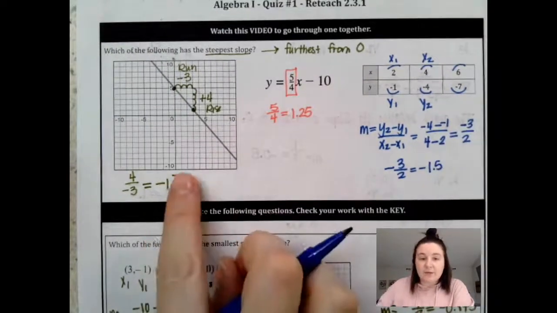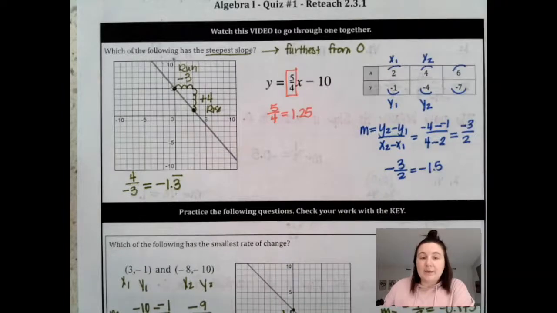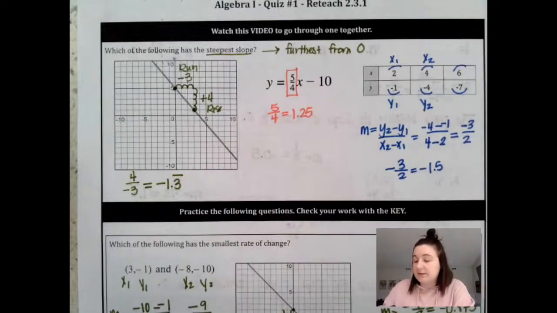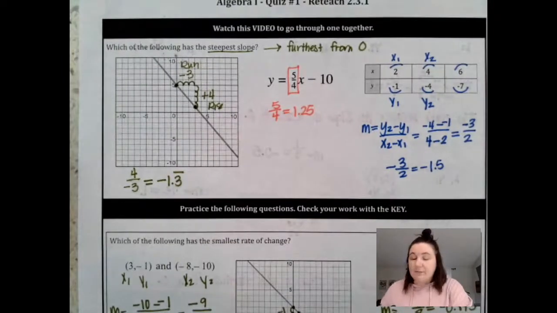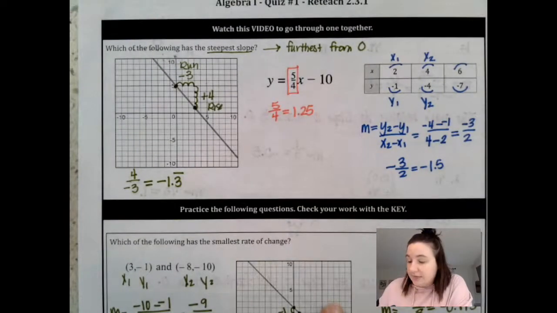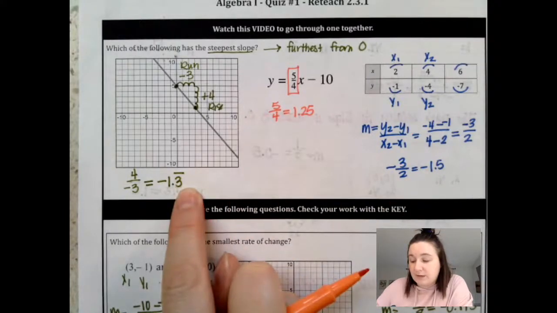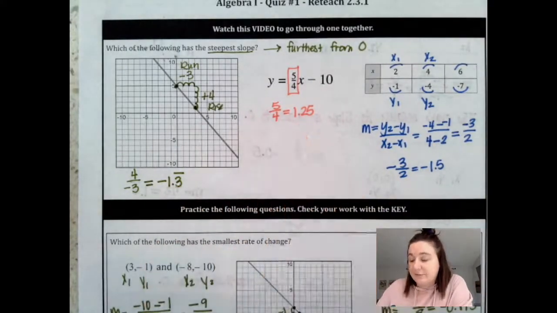So I have my 3 slopes, and I'm looking for the steepest one, which I made this little note to myself, the furthest from 0. And so I'm imagining that I'm at 0, and I'm taking little tiny steps and seeing which is the furthest. So it doesn't matter if it's positive or negative, it just matters how many steps away from 0 you are. And so the furthest from 0, the most steps I would have to take is 1.5. So you can see 1.5 is just a little bit further than 1.3, which is a little bit further than 1.25.